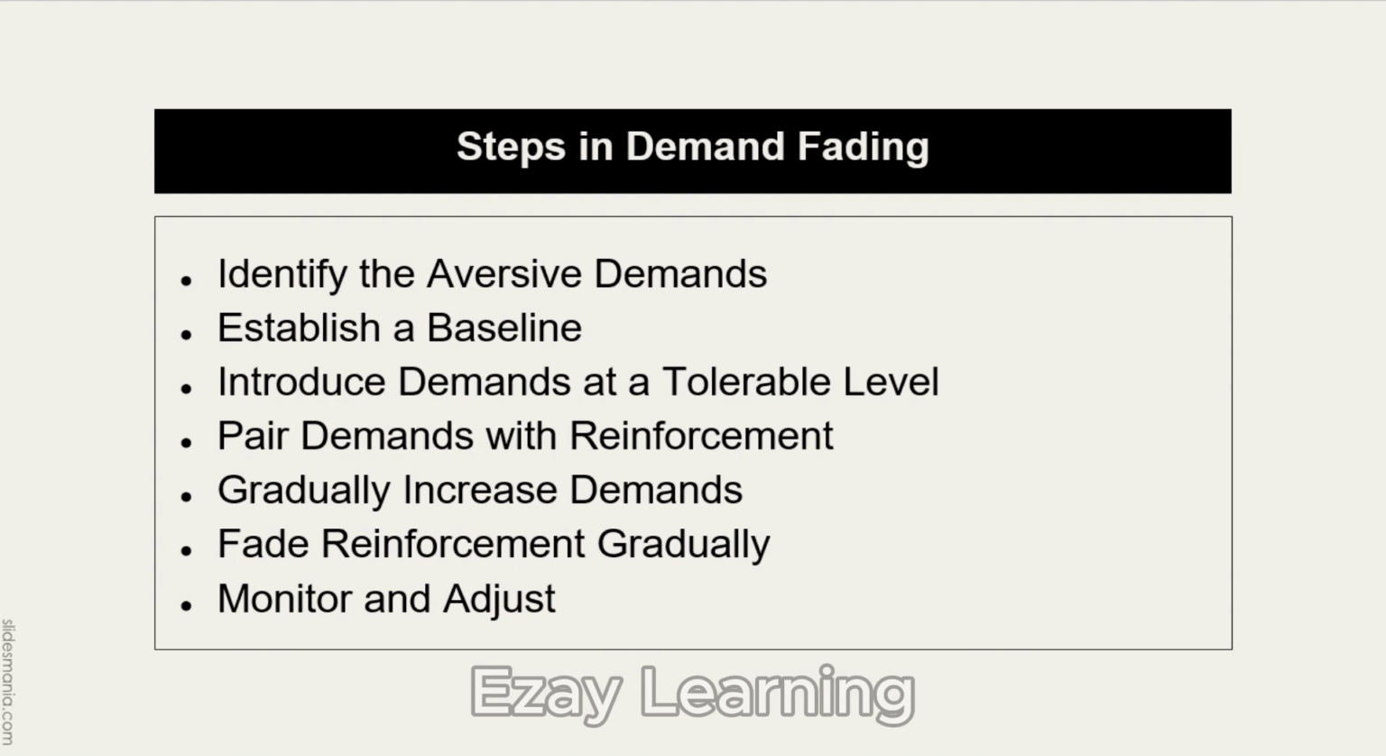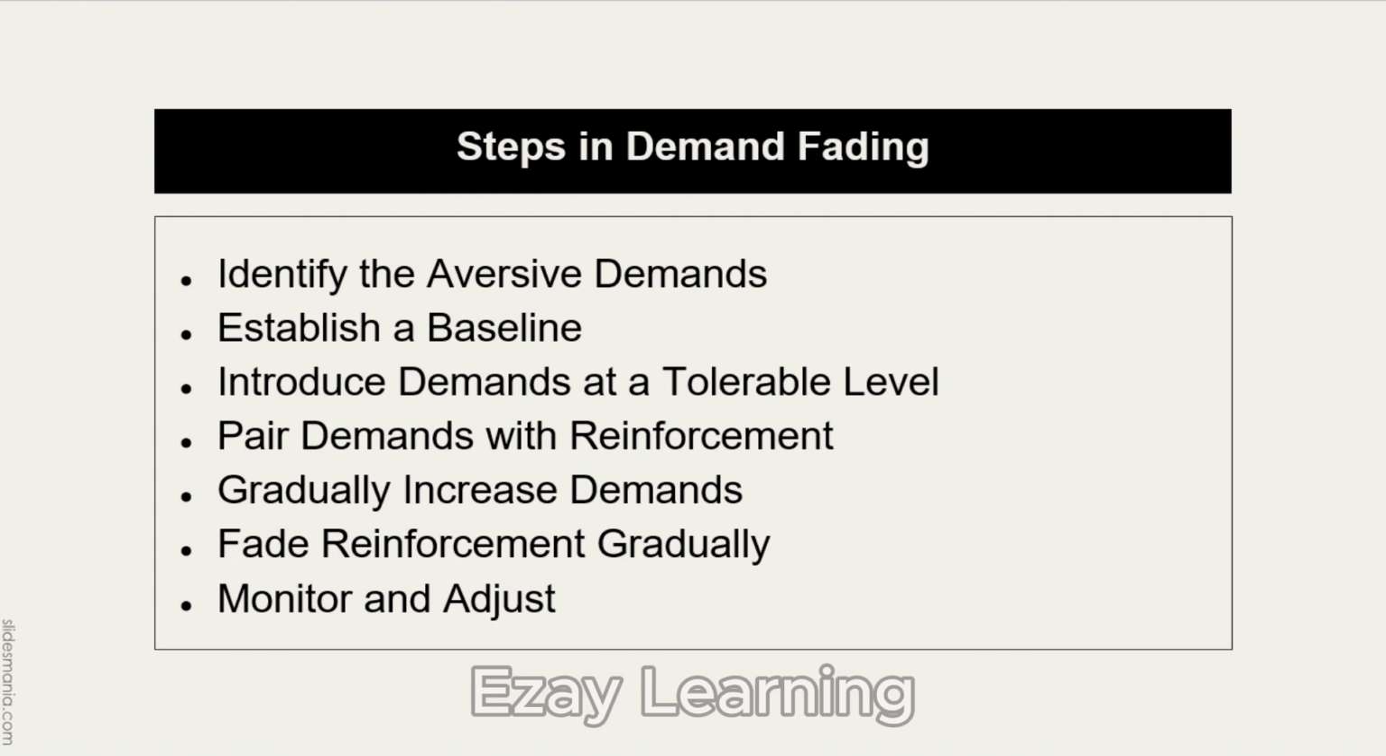One math problem. Introduce demands at a tolerable level. Start with the reduced version of the demand that the individual can handle without engaging in problematic behavior. For example, you will begin with one problem. This was the tolerable level, this was the baseline, and then you will provide reinforcement upon completion. Pair demands with reinforcement. As said earlier, you should offer immediate and meaningful reinforcement for compliance with the task. After completing one problem, the student will receive praise or access to a preferred activity. So you will basically pair the demand with reinforcement.